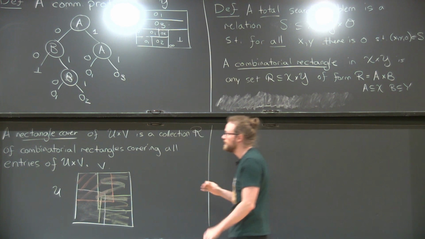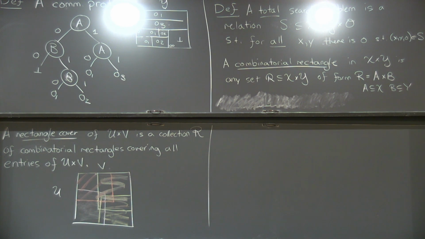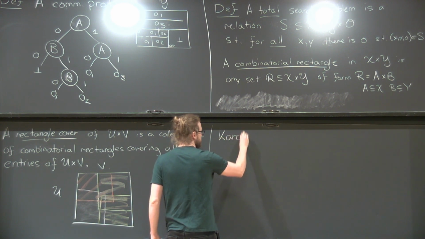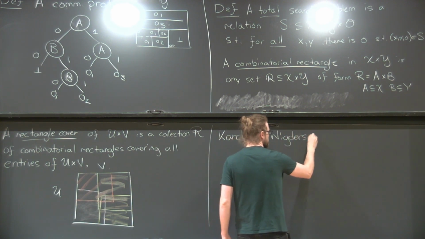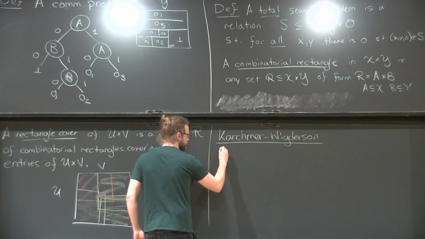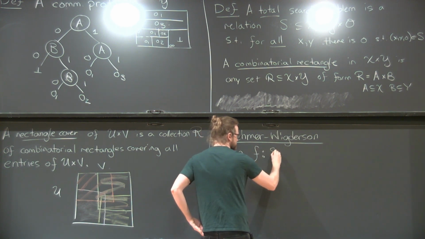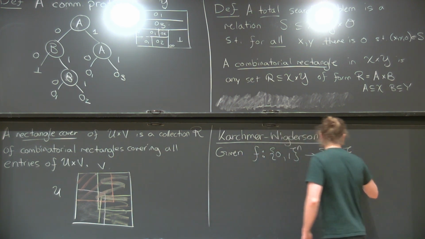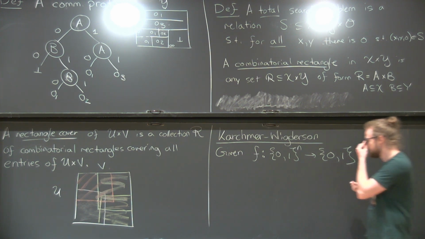Okay, so I've given you all this setup. What's the motivation for all of this? Well, it turns out the motivation comes from circuit complexity. This is the Karchmer-Wigderson connection. In circuit complexity, we consider problems of the following form. We're given a Boolean function, and we want to understand what's the size of the smallest circuit that computes it.